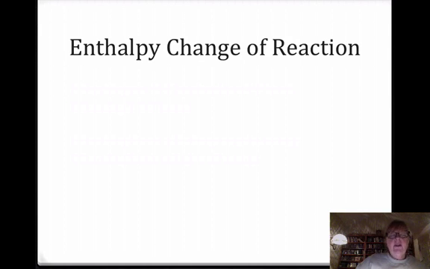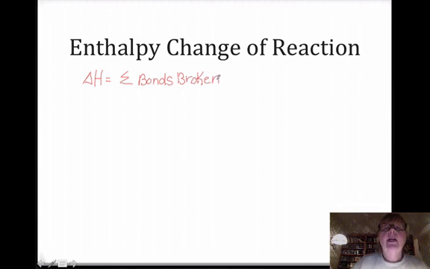So the delta H, or the enthalpy change of a reaction based on bond energies, is equal to the sum of the energy of the bonds broken, and that's always going to be a positive value because it takes energy to break bonds, minus the sum of the energy of the bonds that are formed. So bonds broken minus bonds formed.